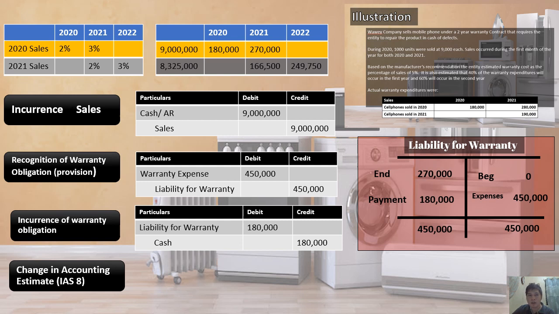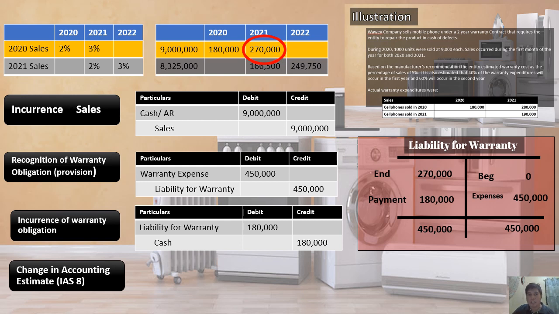Based on our provision or our estimate, ang ina-expect natin at the end of 2020, the value of the liability for warranty should be 270,000 pesos. Since ang expectation natin, yung 180,000 pesos ay na-incur natin ng 2020, and as you can see, the estimated amount of incurrence of liability on 2020 is equal to the actual incurrence of warranty obligation, which is also 180,000 pesos.